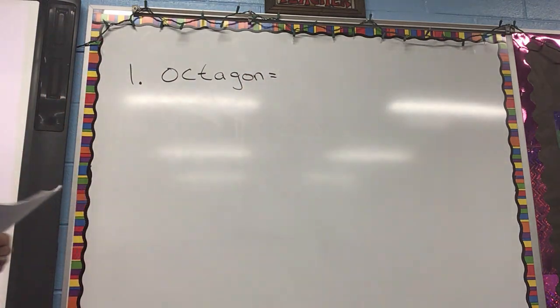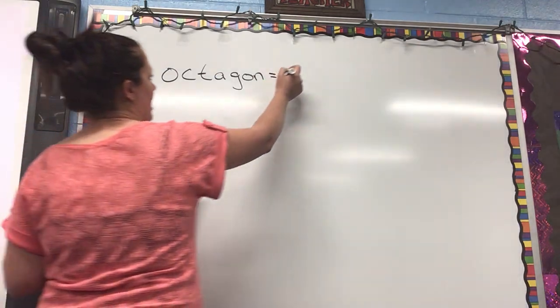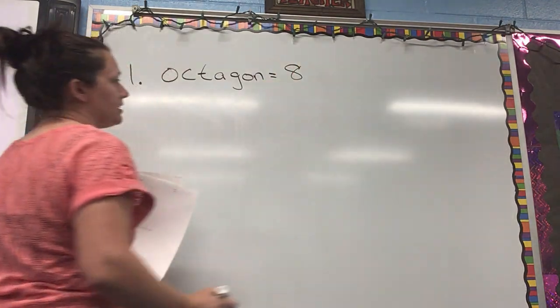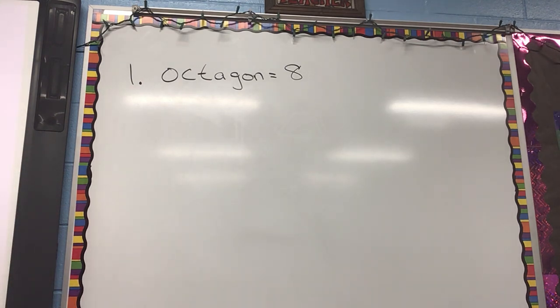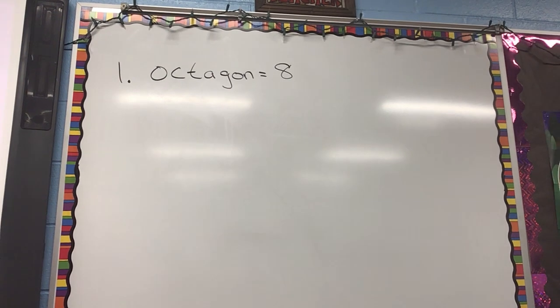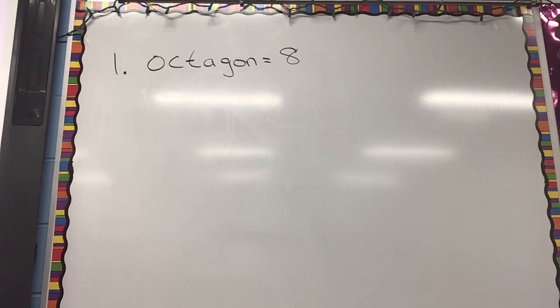Octagon. How many sides does an octagon have, Mimi? 6. She says 6. Kara? 8. Give me a thumbs up or a thumbs down if you agree with Kara. Thumbs up. 8. I want everybody to draw an octagon right now on their paper. And it doesn't have to be a regular octagon. It can be irregular. All right, everybody draw a picture. If you forgot, use your iPad and look it up, but draw an octagon.